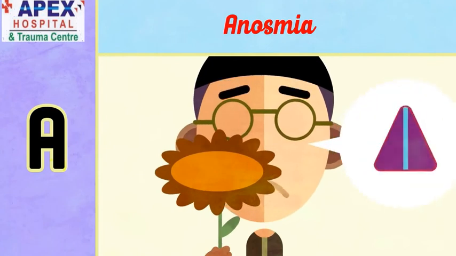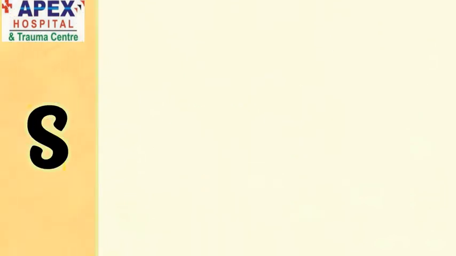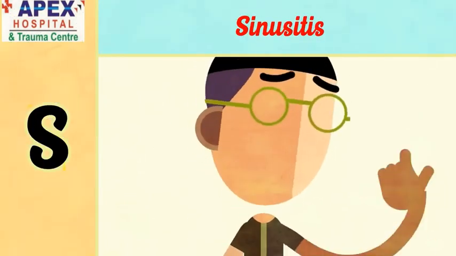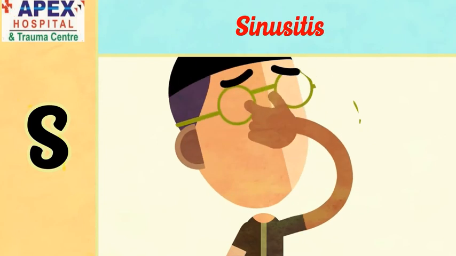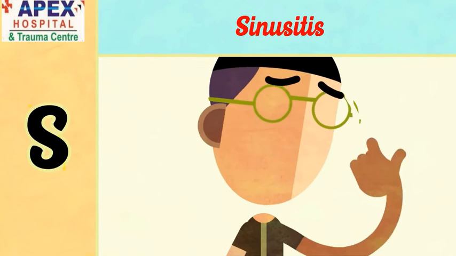Patient is unable to smell as there is failure of inspired air to reach the olfactory region. Loss of smell may be partial or total. S is for sinusitis. Since all the sinuses have openings in the lateral wall of the nose, DNS causes pressure on these openings due to nasal obstruction.